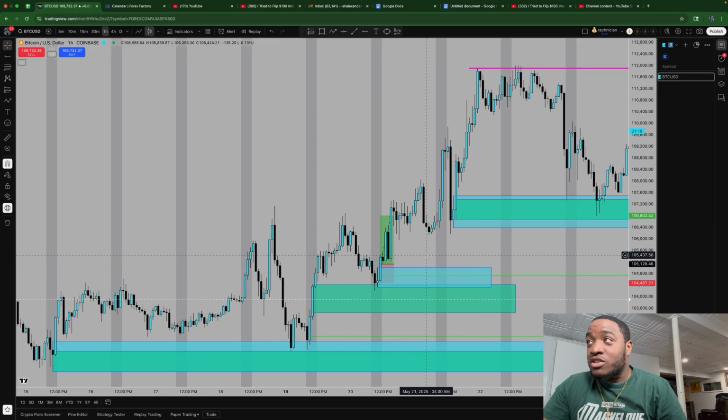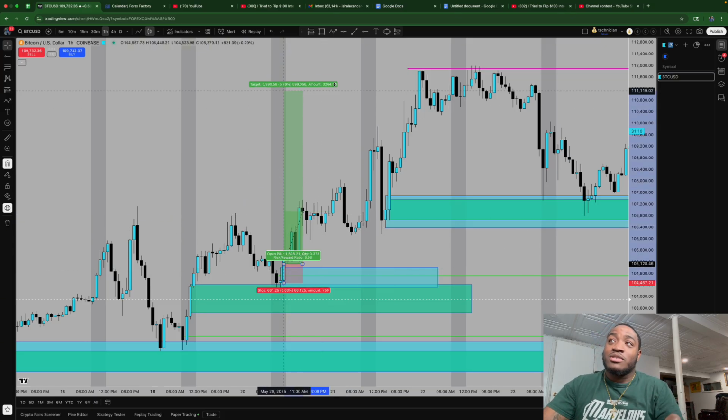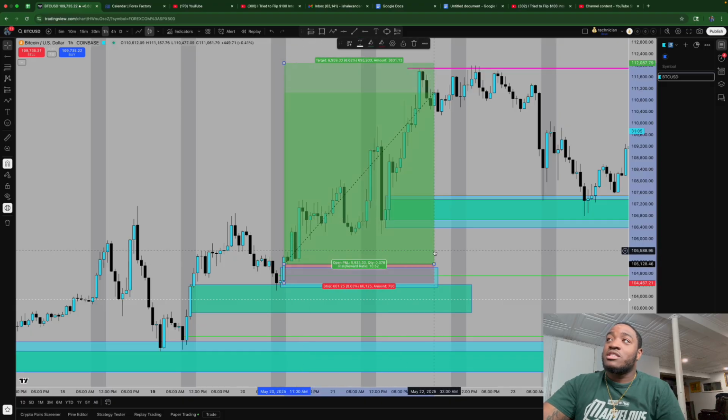Oh, I didn't even show y'all last week I won this trade on Bitcoin. Came down, tapped into our zone, got my entry signal, boom. It took off for 2.5%. And imagine if I would have just kept holding. I would have made another 10%.